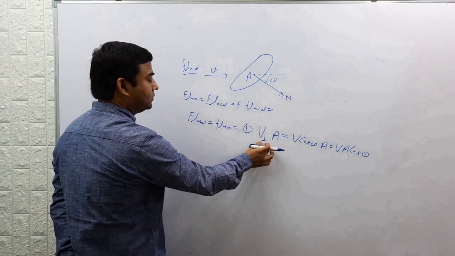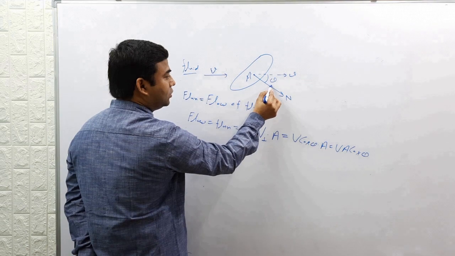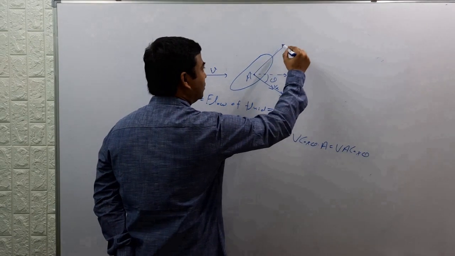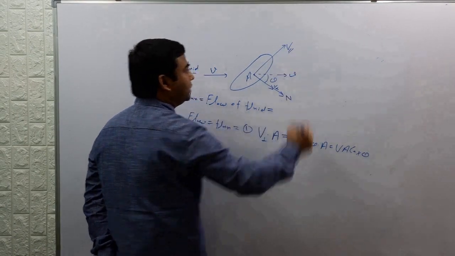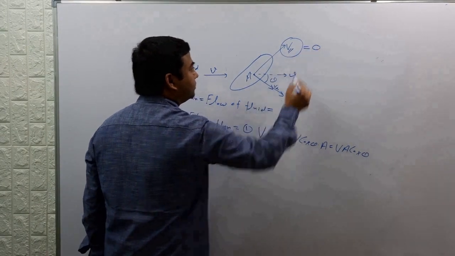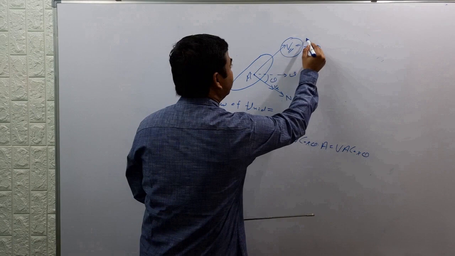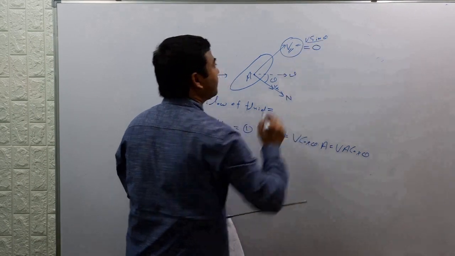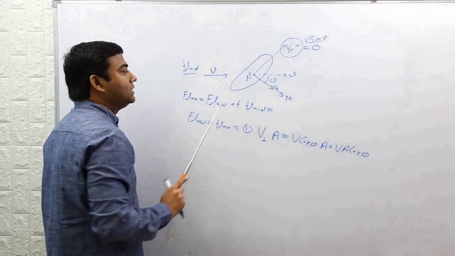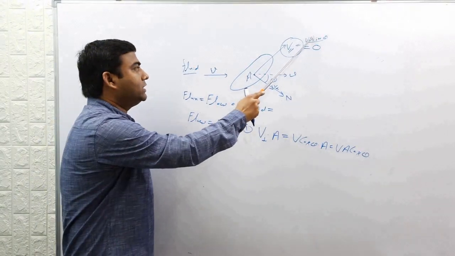Only the perpendicular component, which is along the normal, matters. The component of velocity along the normal is called v perpendicular, and the component of velocity along the area is v parallel. The flux because of the parallel component is zero. This component is v sin theta, and this v sin theta component, which is along the area, doesn't contribute to any flow of fluid passing through this area.